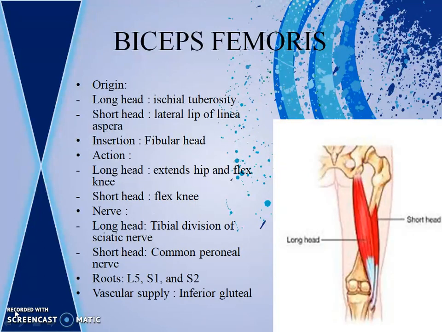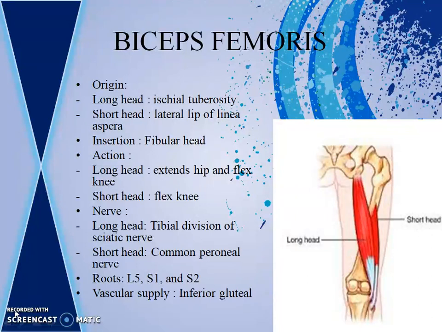Okay, biceps femoris. Okay, the biceps femoris is divided into 2, the long head and the short head. The origin of the long head is the ischial tuberosity. The short head originates from the lateral lip of the linea aspera. Both insertions are the same, the fibular head. The action of the long head is to extend the hip and flex the knee. The short head flexes the knee.